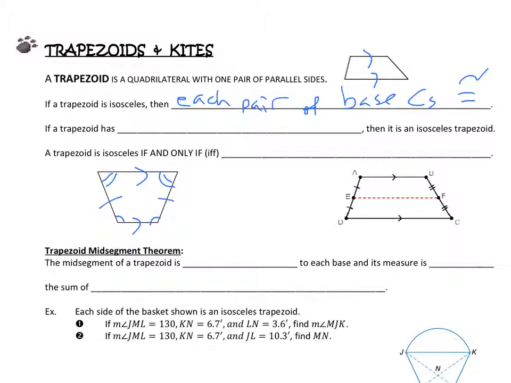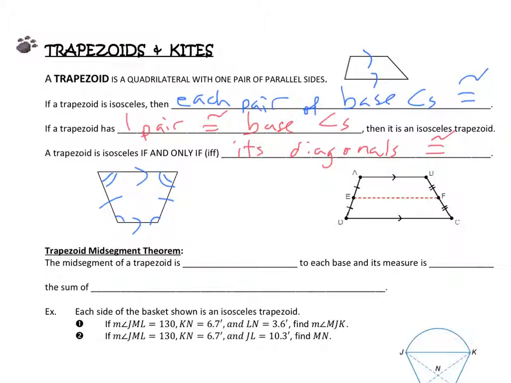A way to prove a trapezoid is isosceles is if a trapezoid has one pair of congruent base angles, then the trapezoid is going to be isosceles. So a trapezoid is isosceles if and only if its diagonals are congruent. Similar to a rectangle or square where the diagonals are congruent.